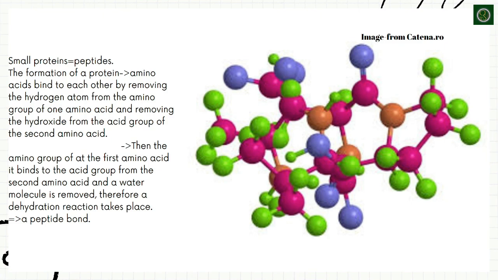The formation of a protein occurs when amino acids bind to each other by removing the hydrogen atom from the amino group of one amino acid and removing the hydroxide from the acid group of the second amino acid. Then, the amino group of the first amino acid binds to the acid group from the second amino acid and a water molecule is removed. Therefore, a dehydration reaction takes place. The bond formed is called a peptide bond.